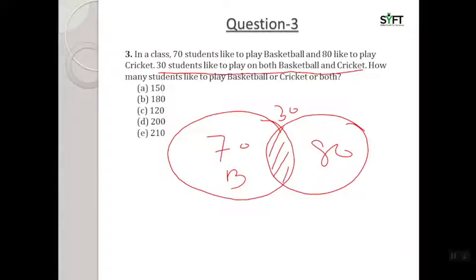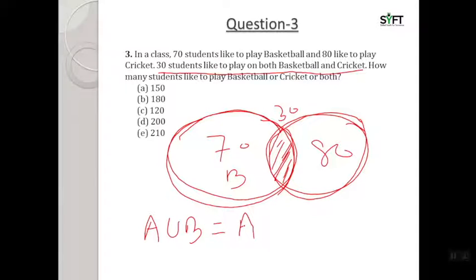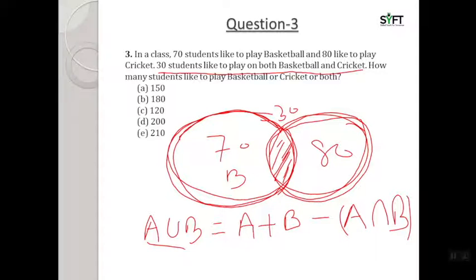So when we are taking 30, this 30 portion has been added twice, here one time, and then when we are taking this one it is also adding one time. So we are adding it actually two times. So in this case, A union B is always A plus B minus A intersect B. That will give you A union B, or the students who play either basketball or cricket. So in this case, we can find the result: 70 plus 80 minus 30. So the answer is 120.